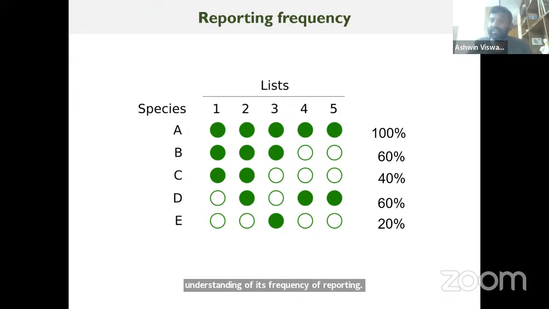Why is frequency of reporting important? Because if you look at frequency of reporting today of that bird and you compare it to what it was 5 years back, and you compare that with what it was 5 years before that, you can get an understanding of whether how likely you are to see that species has changed over time.